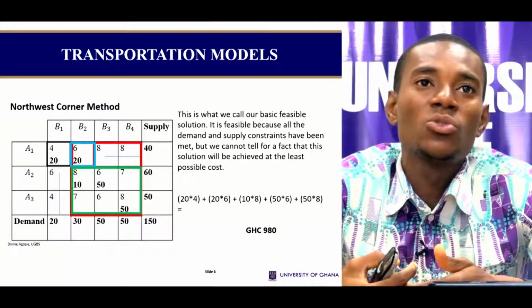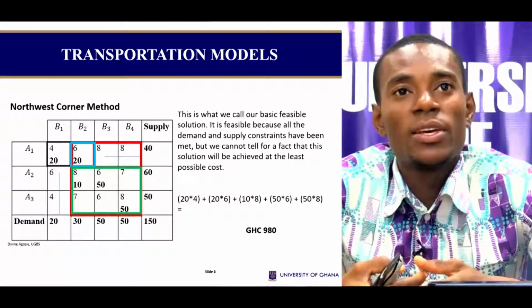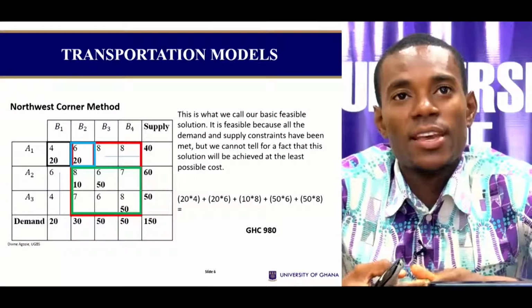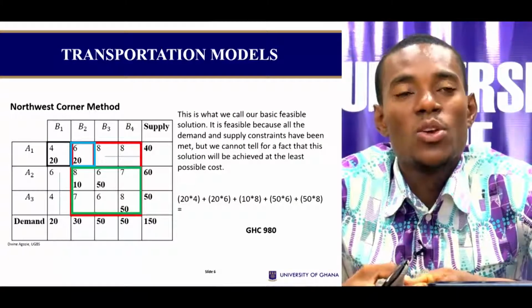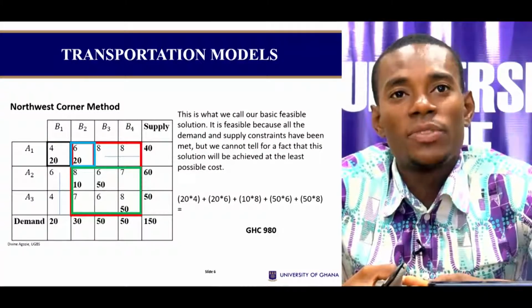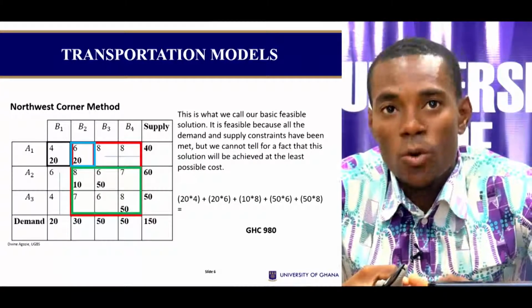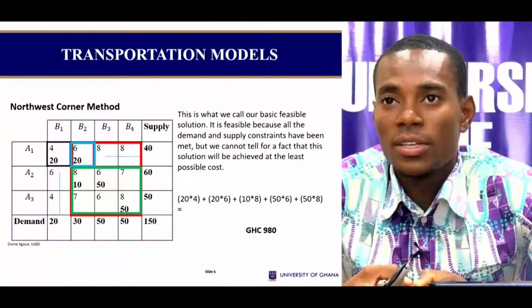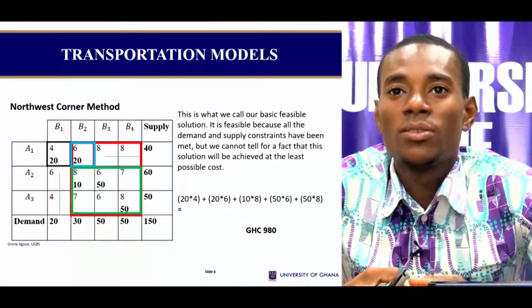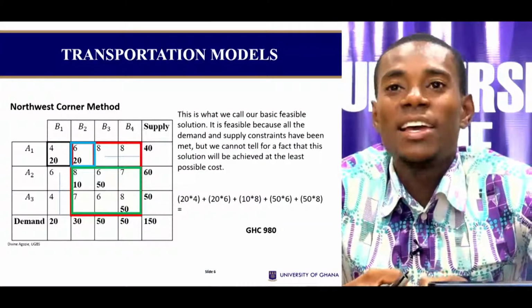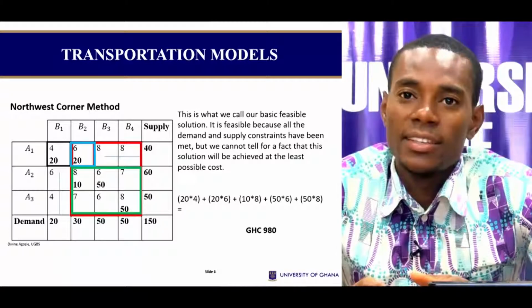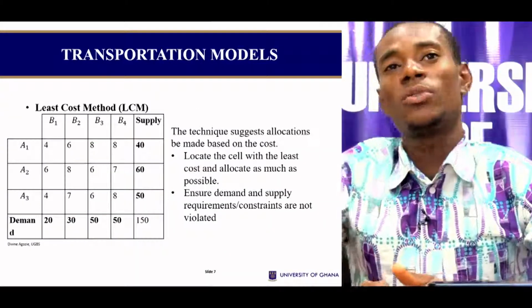In cell A2, B2, we allocated 10 and the cost there is 8. And then in cell A2, B3, we allocated 50 and the cost there is 6. And then the last one was A3, B4 and we allocated 50 and the cost there is 8. So when we find the sum product of this, we have a total of 980 Ghana cedi.